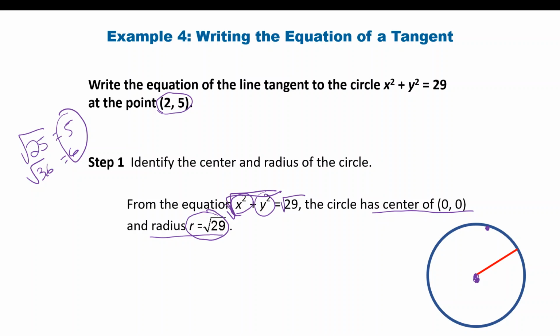So we're given, let's see if I can get that right. All right, and there's our tangent. So remember, we're still looking for the equation of this line. All right, but we do know now, by using the information that we have, that the radius is going to equal square root of 29.